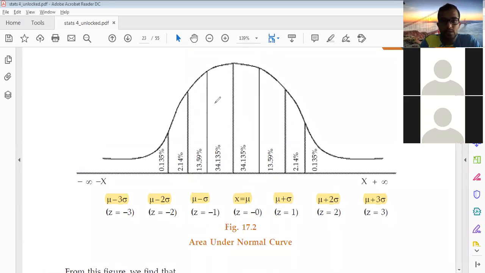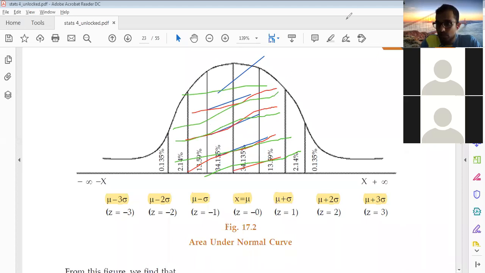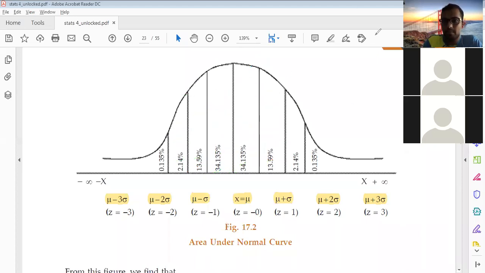So this is called your first neighborhood, mu minus sigma, mu plus sigma. And then you have your second neighborhood here, which is mu minus 2 sigma, mu plus 2 sigma. And then you have your third neighborhood, which includes almost everything. A little bit of things are pending here and there. That is your third neighborhood, students. And these values are very important to remember.